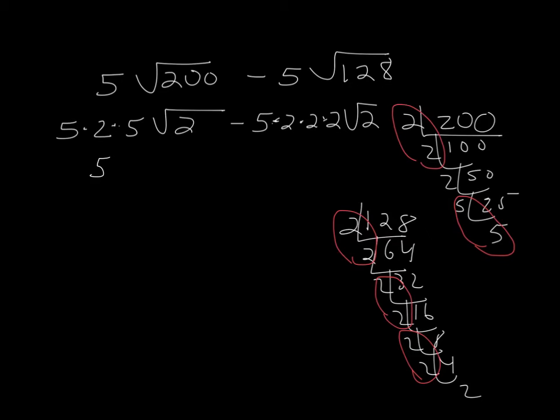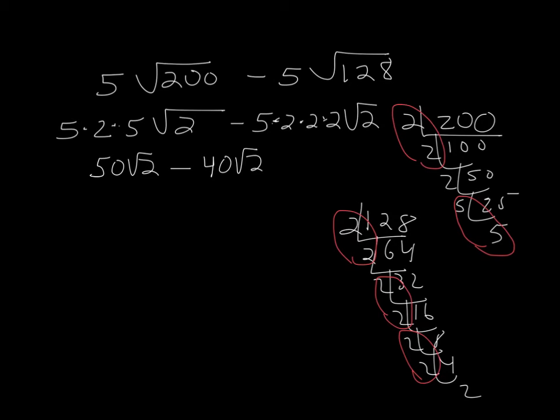This is 50 root 2 minus, and then this is 5 times 2 times 2 times 2. Well, 5 times 2 is 10, times 2 is 20, times 2 is 40. So this is going to be 40 root 2.